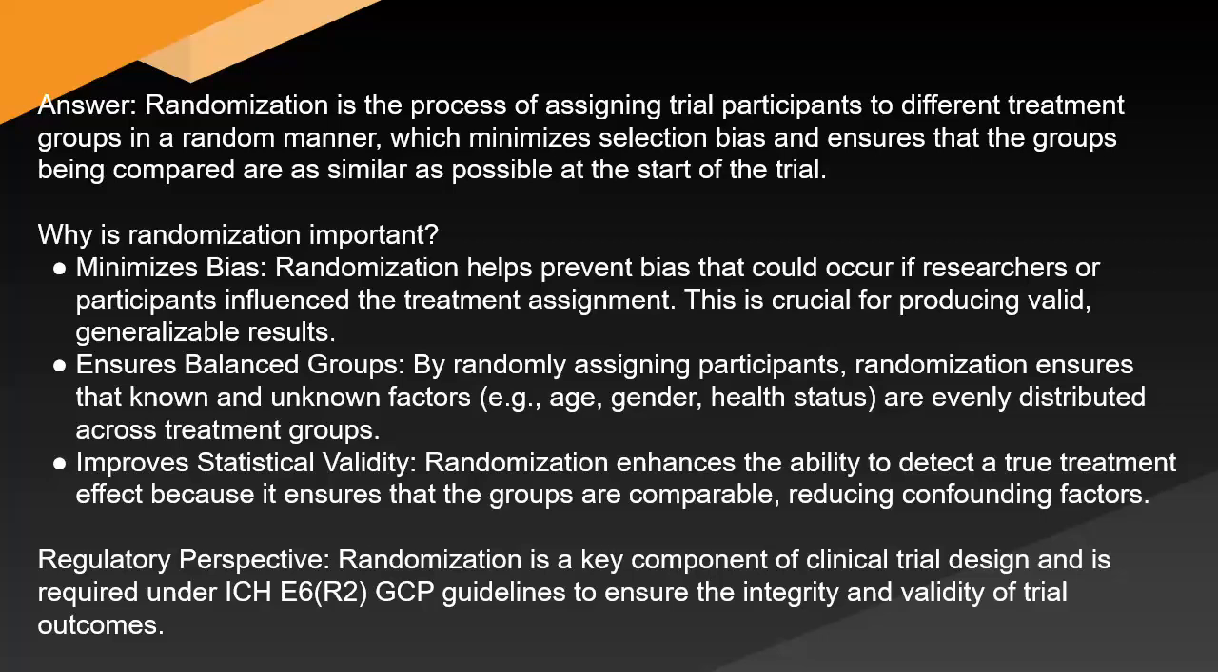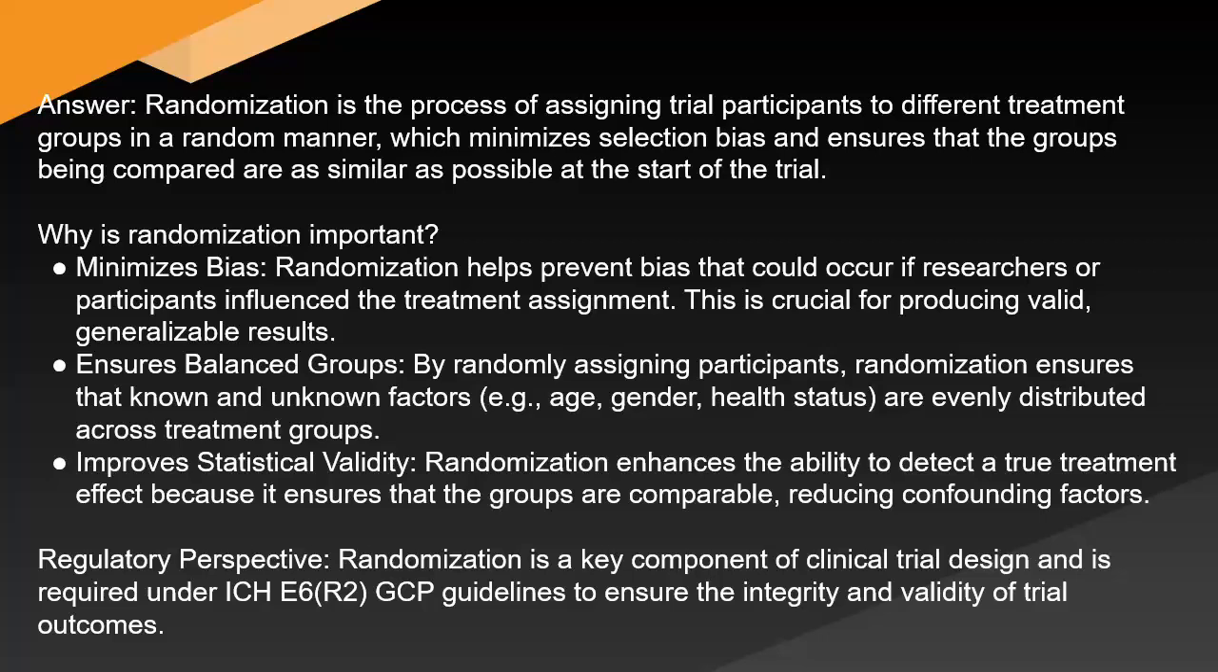Why is randomization important? Minimizes bias. Randomization helps prevent bias that could occur if researchers or participants influence the treatment assignment. This is crucial for producing valid, generalizable results. Ensures balanced groups. By randomly assigning participants, randomization ensures that known and unknown factors, e.g., age, gender, health status, are evenly distributed across treatment groups.